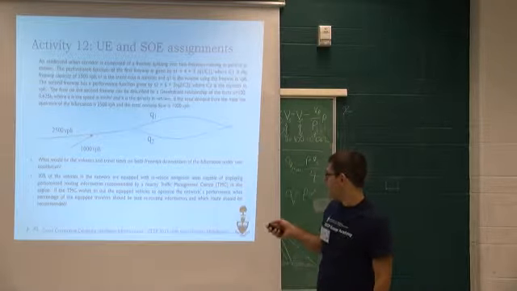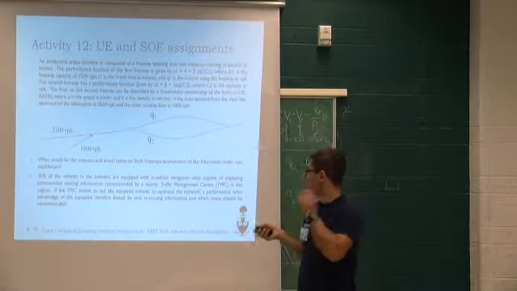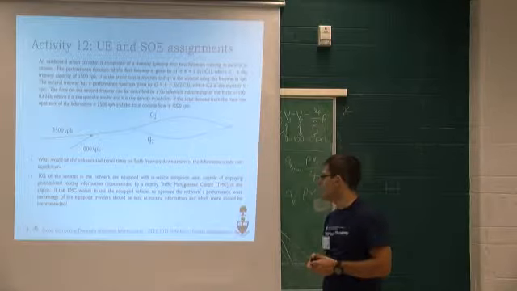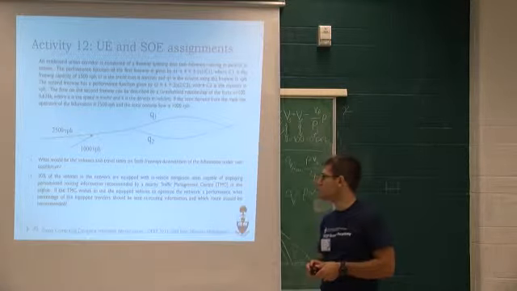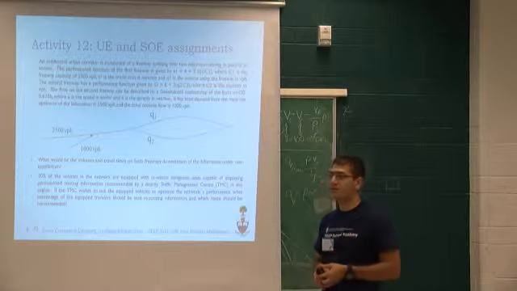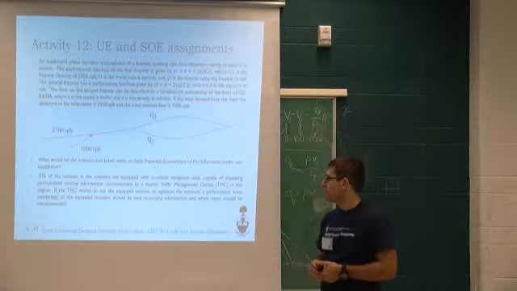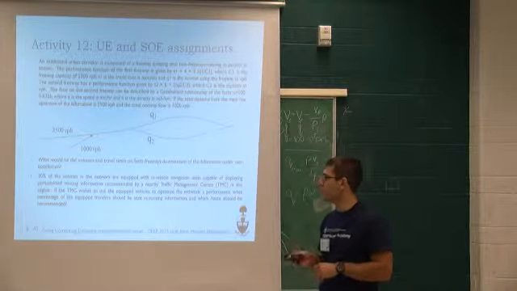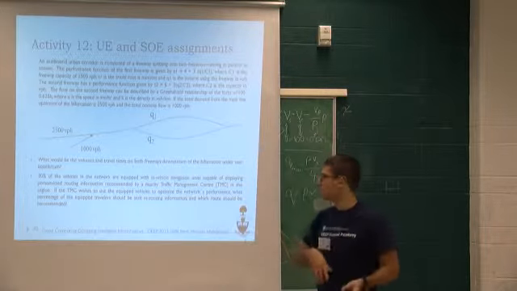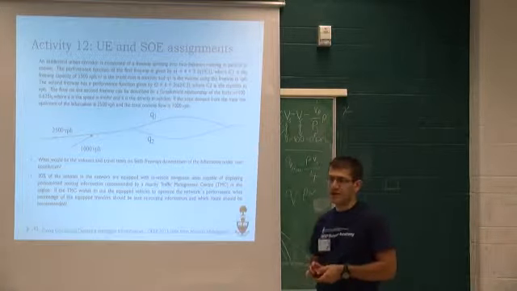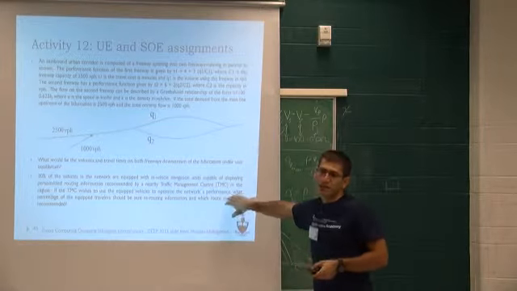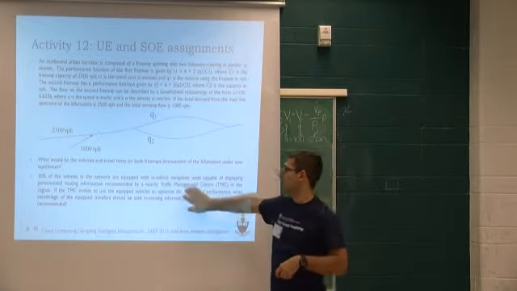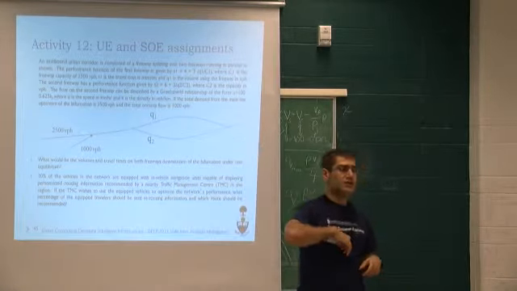Now, it's asking here, first of all, it says 20% of the vehicles in the network are equipped with in-vehicle navigation units capable of displaying personalized routing information provided by a nearby TMC or a traffic management center. If the TMC wishes to use the equipped vehicles to optimize the network performance, what percentage of the equipped travelers should be sent rerouting information, and which route should be recommended? So before you figure that answer out, you need to figure out what is the system optimal assignment and then based on that, figure out what percentage of the vehicles to send information to.